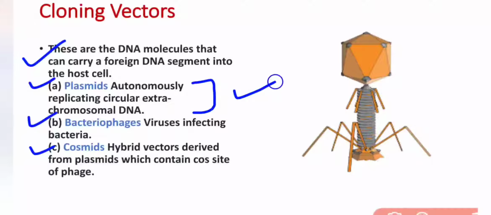Then cosmids are the hybrid vectors derived from the plasmids. These contain cos sites of the phage particle. Cos sites are the cohesive sites. This diagram is of a bacteriophage having a head piece, then the neck piece or the middle part, then the tail part or tail fibers. This head piece contains the genetic material which may be DNA or RNA.